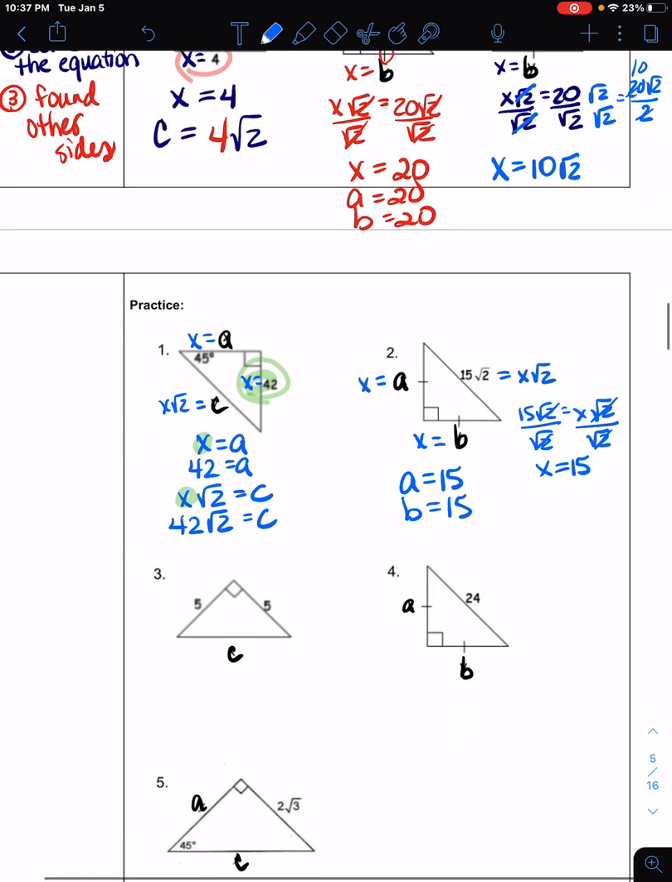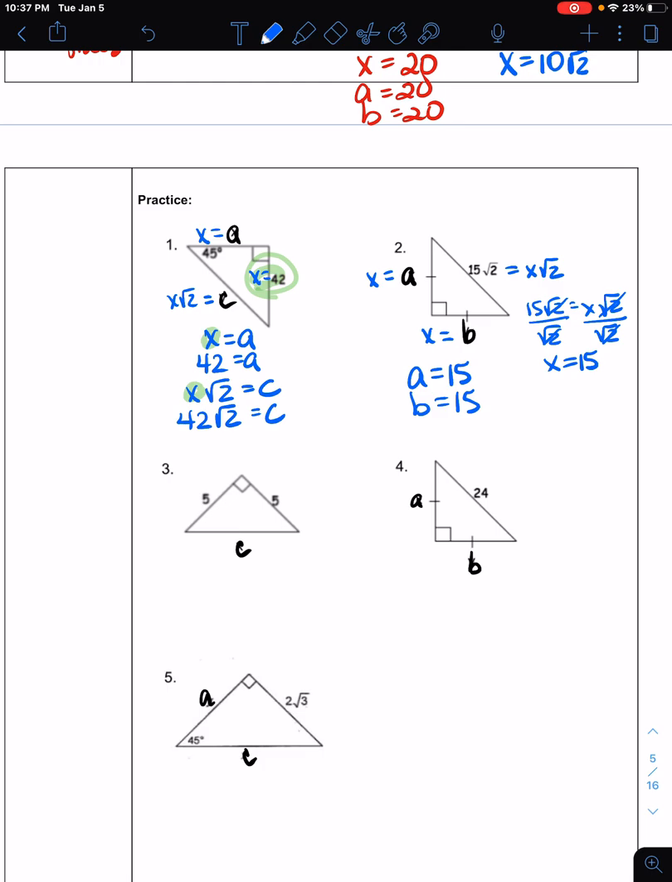Okay? Now, some of you might be able to look at these and just go instantly. You know exactly what it is.